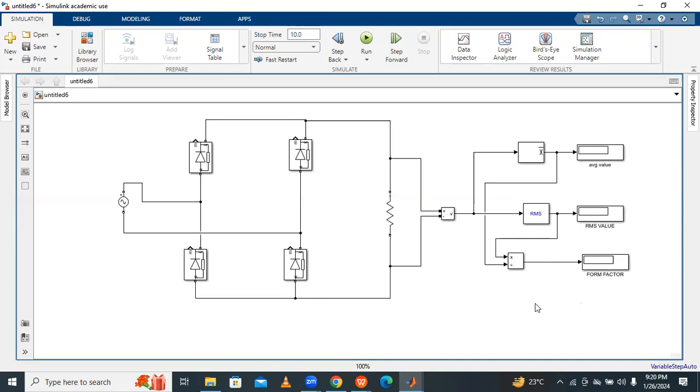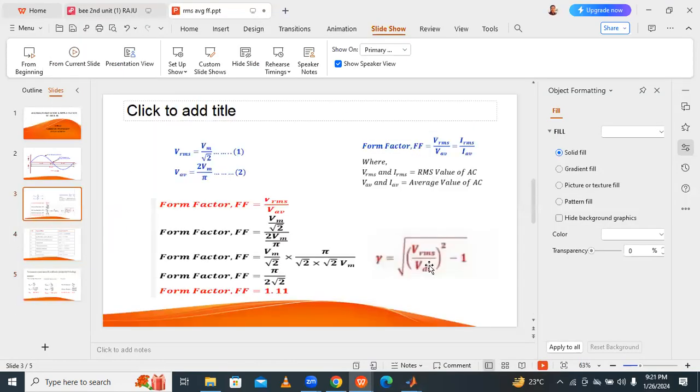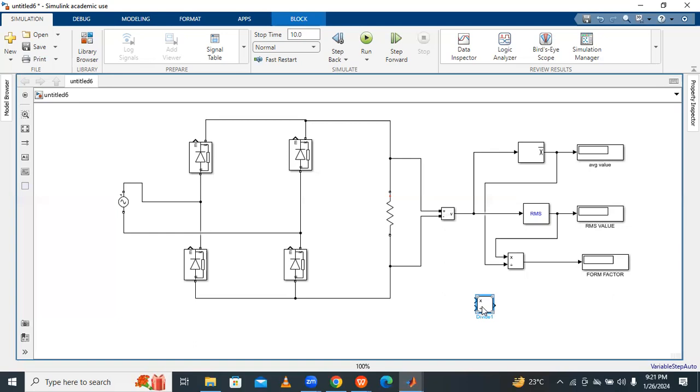Ripple factor is the square root of (VRMS by VDC) whole square minus 1. Take one division first, like this. VRMS by VDC. Ripple factor is called square root of VRMS by VDC whole square minus 1. First, VRMS by VDC. So VRMS by VDC we will get from form factor.